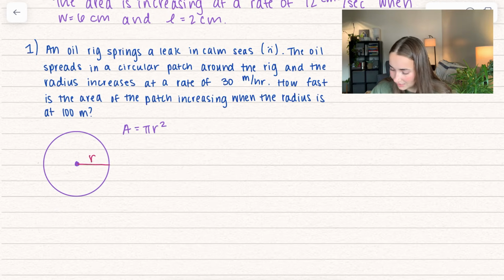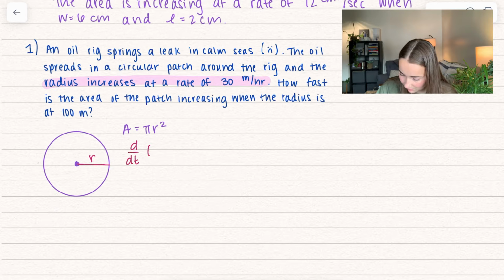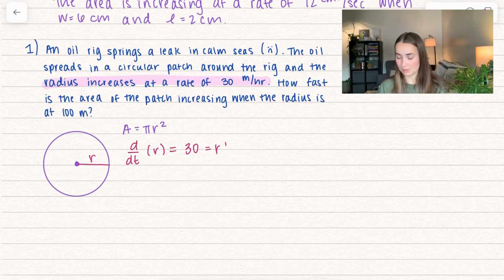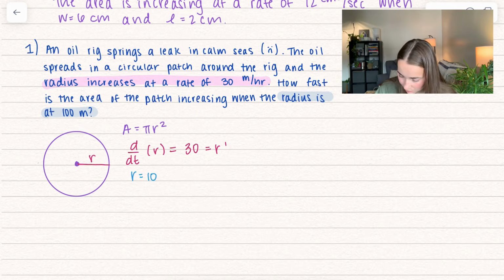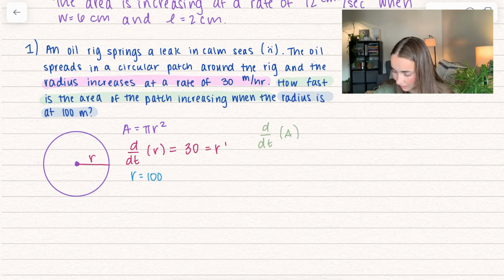So we have that it's spreading in a circular patch, and the radius is increasing at a rate of 30 meters per hour. And so we have that the derivative in terms of time of the radius is going to be equal to 30, which if we like to write it with primes, that's going to be r prime. And we also have that we are given a piece of information that the radius is exactly equal to 100 meters. And so here we have that just normal r is equal to 100. And let's see what we're trying to find. We're trying to find how fast the area of the patch is increasing. And so the area of the patch is going to be the derivative of a, or a prime. And so that is what we want to find.